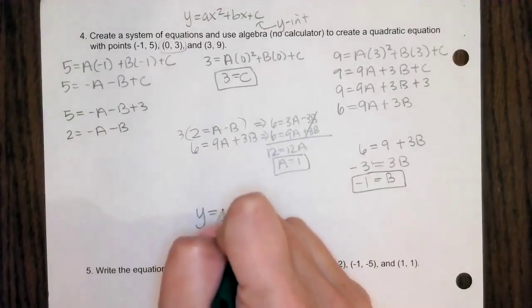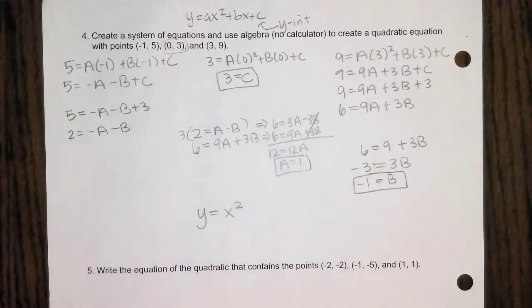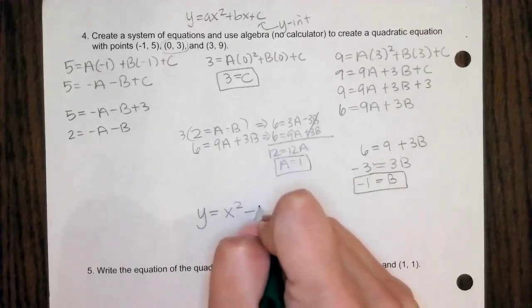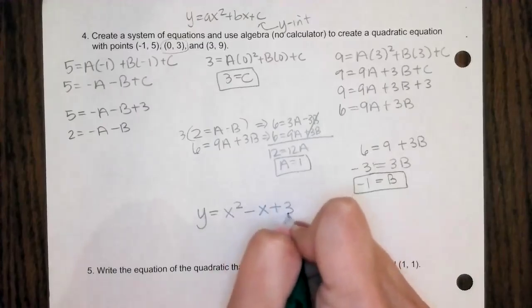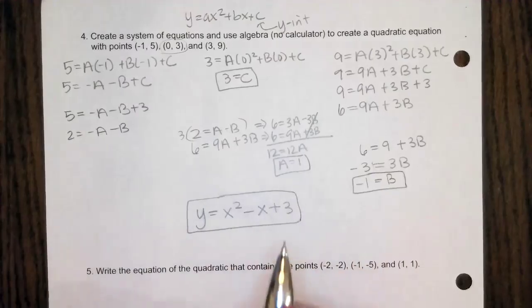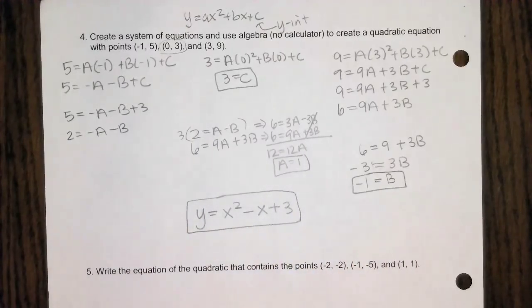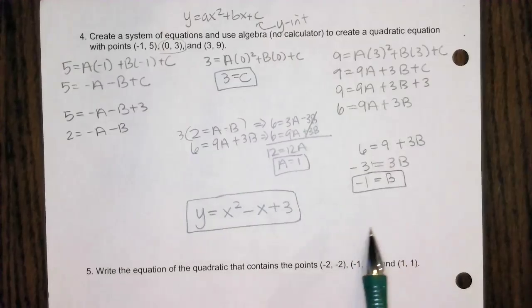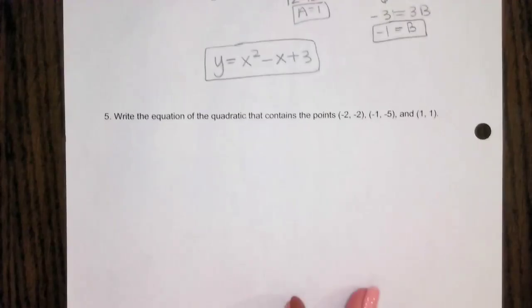And so my equation is: a is 1, so I can just write that x squared there. I don't have to write that 1. And then -x plus 3. Notice that one little sign error there is going to throw off the entire equation. So you want to be very careful and detailed with your work there. So make sure you're just checking it and double checking it. So we got the values there. There is our equation. We do have one here for you to try now.